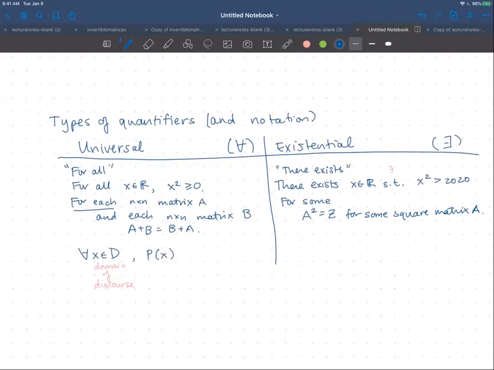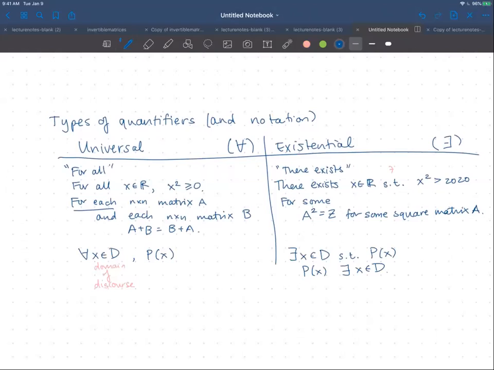And similarly on this side, our statements are going to look like there exists x in some domain of discourse such that the statement P of x happens. Or sometimes we'd write it as P of x for some x in our domain of discourse. I think usually you see the first formulation, but the second one is also allowed.